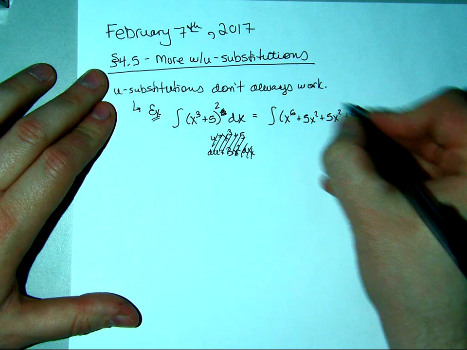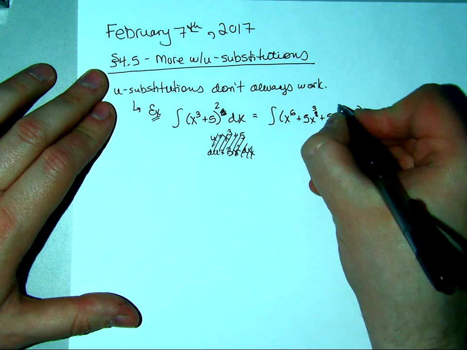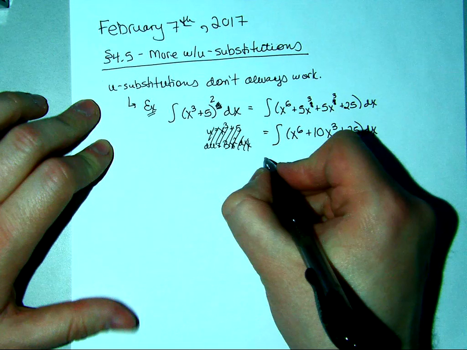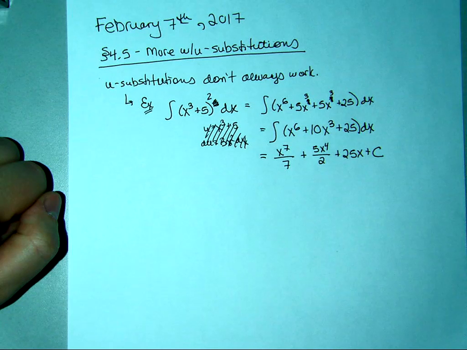This is totally wrong. That should be a 3. It's a dx. X to the 7th over 7 plus 5 halves x to the 4th plus 25x plus constant.